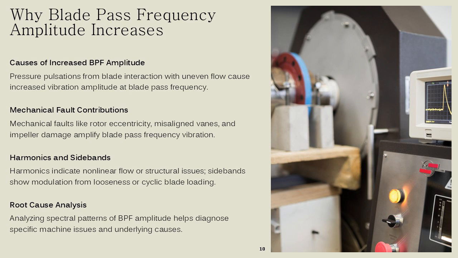Mechanical issues such as rotor or casing eccentricity, misaligned or loose diffuser vanes, and impeller damage can further intensify these forces. Harmonics of blade pass frequency indicate nonlinear behavior, often associated with severe flow disturbances or structural interactions. Sidebands around blade pass frequency, typically spaced at running speed, one order, indicate amplitude or frequency modulation. This modulation is commonly caused by looseness, eccentricity, or cyclic variations in blade loading. Understanding these mechanisms allows the analyst not only to detect a problem, but also to infer its root cause based on the detailed spectral pattern.